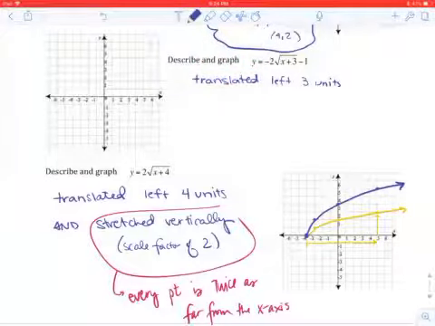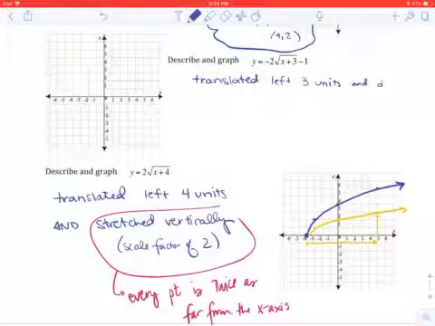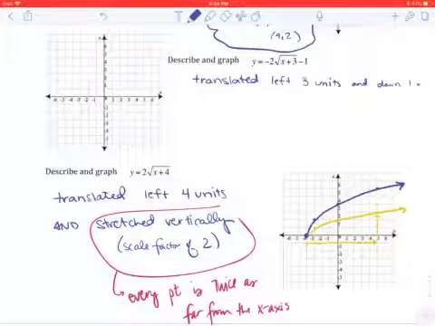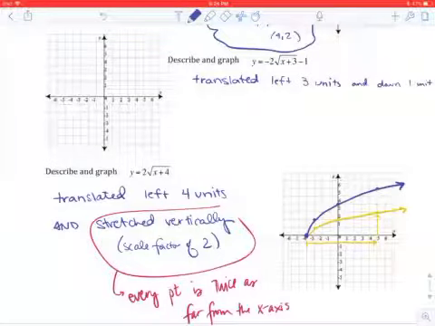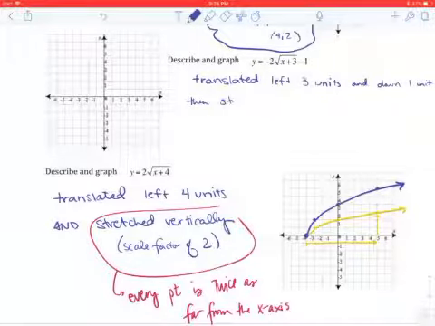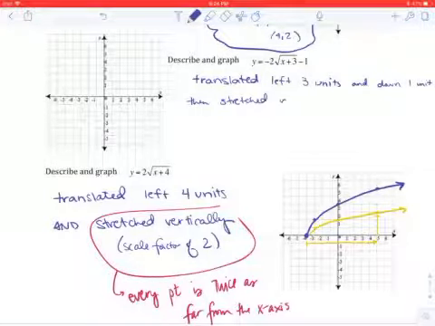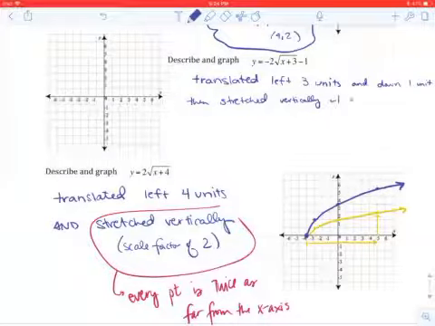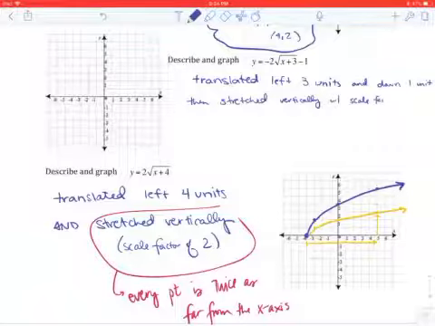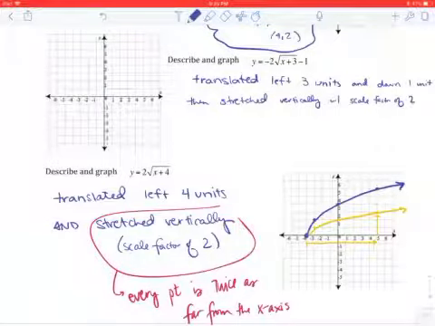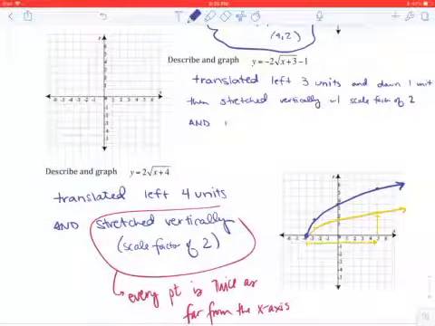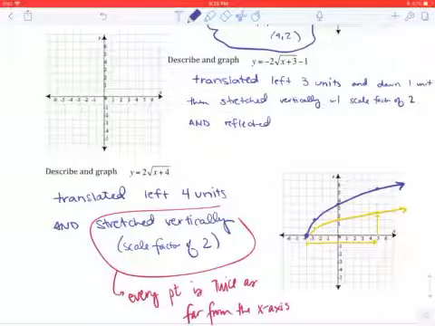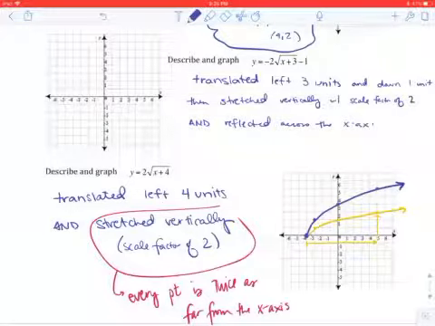one's translated left 3 units and down 1 unit, and right, and then it's stretched vertically with a scale factor of 2 and reflected across the x-axis. Whew, so many things.